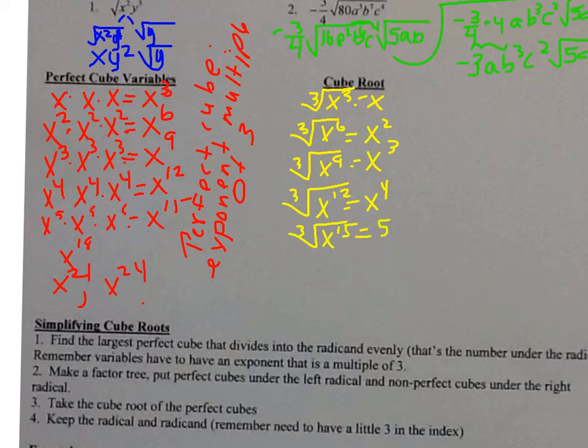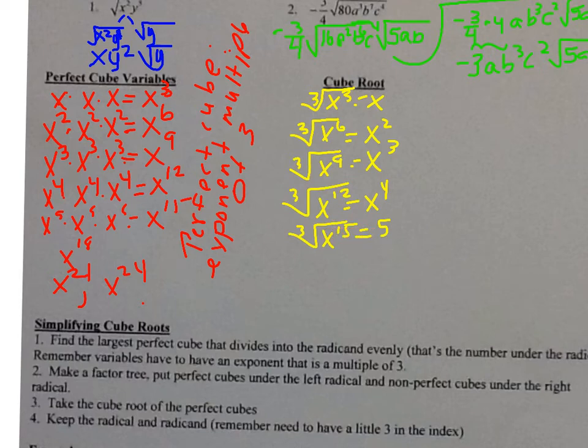Hopefully you're noticing that if I take this exponent that's underneath the cube root and divide it by 3, because these are multiples of 3, I actually get the exponent of the cube root, because this really is a 1, right? 3 divided by 3, the index is 1. 6 divided by the index, which is 3, is 2. 9 divided by the index is 3. 12 divided by the index, which is 3, is 4. 15 divided by the index, which is 3, is 5.